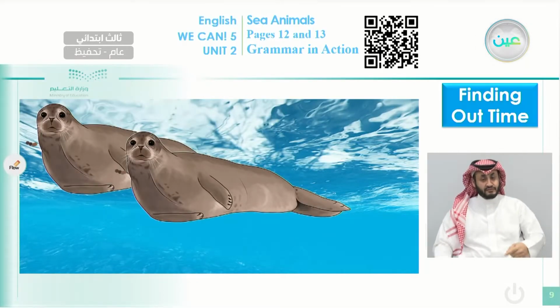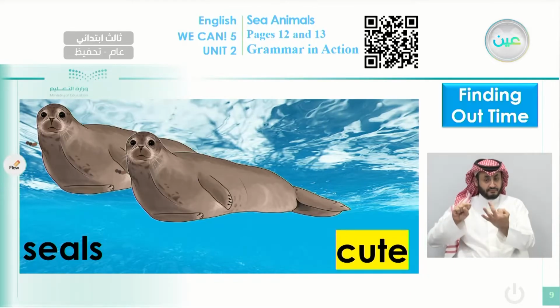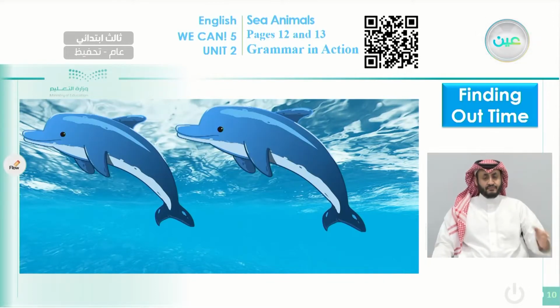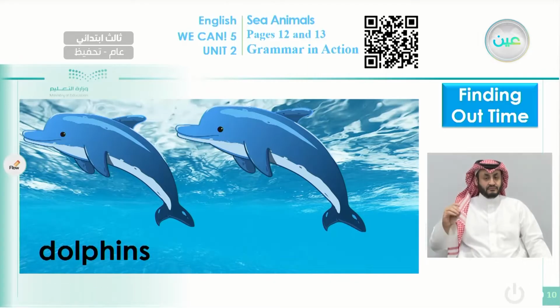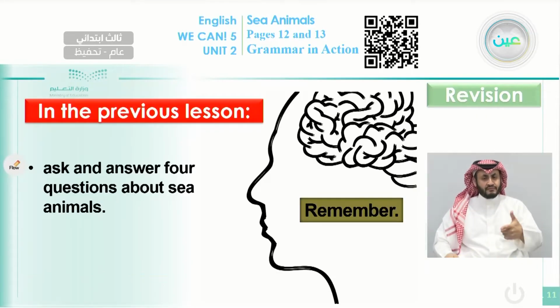Also here we have two animals. What are their names? Their names are seals. Okay, we call them seals. You can describe them as cute. You can say seals are cute. Okay, and here we have two famous sea animals. We call them dolphins. Yes, they are dolphins. You can say dolphins are fast. They are fast.